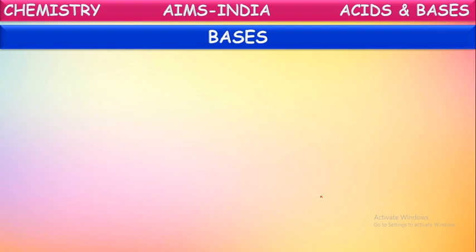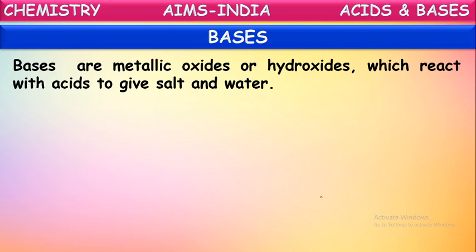Next, bases. Till now we have seen the classification of acids based upon certain properties. In the same way, we are going to see now about bases. Bases are the metallic oxides or hydroxides which react with acids to give salt and water. Yes, mostly these metallic oxides and metallic hydroxides are bases because they react with acids and produce salt and water.